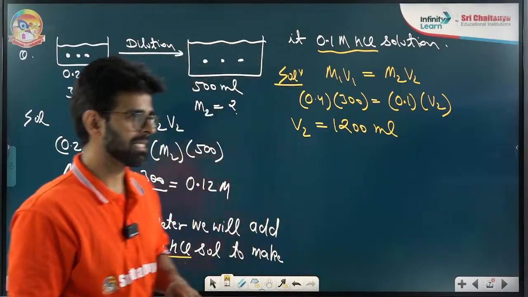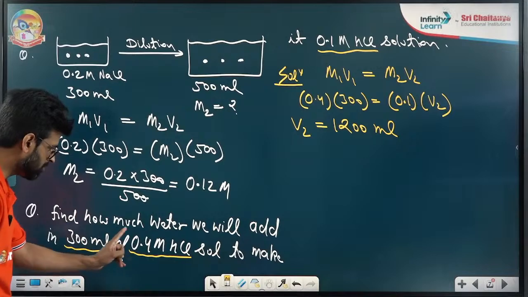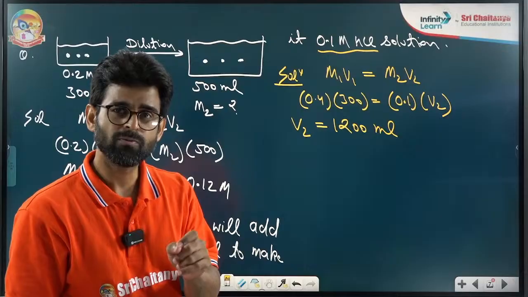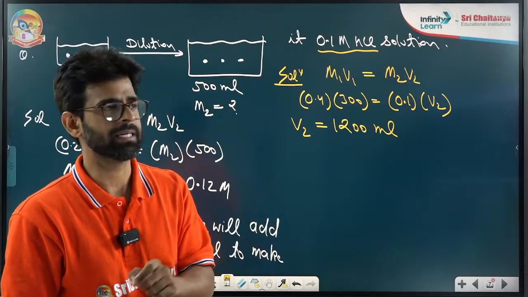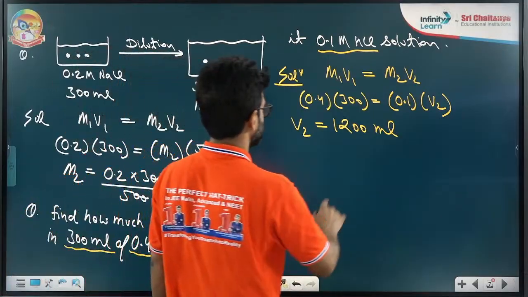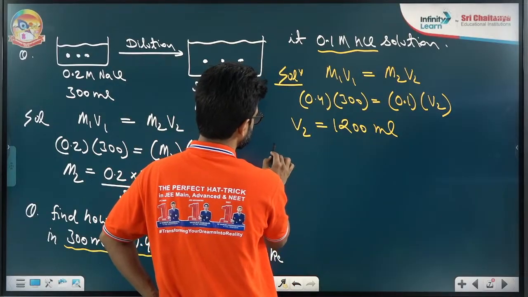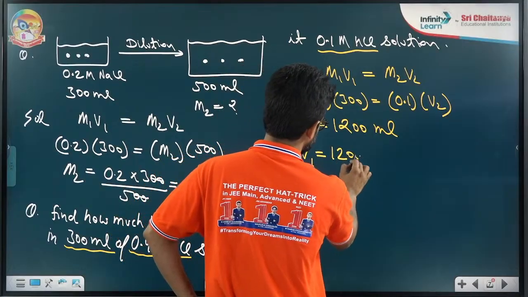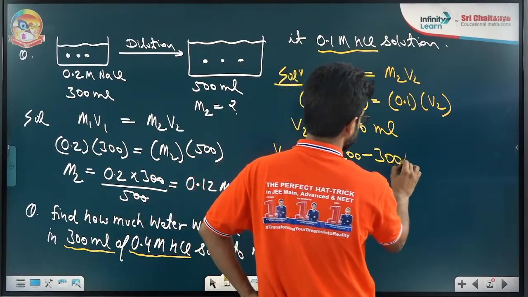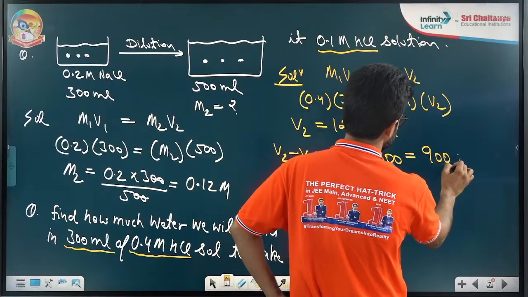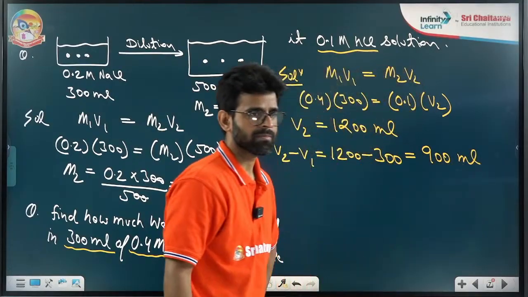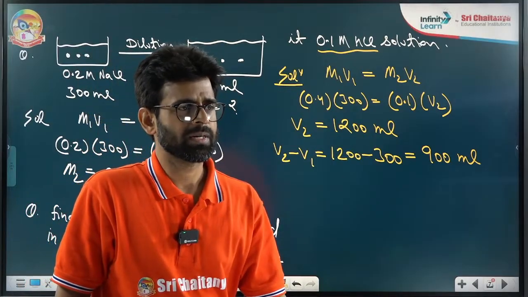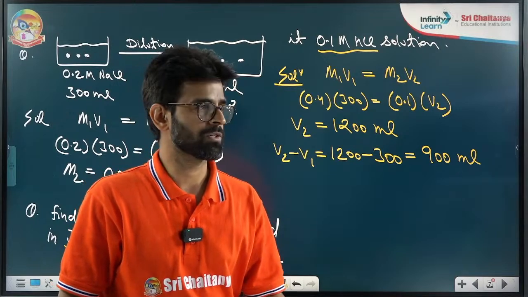But in the question, what are they asking? The question is, find how much water will be added. So how much water are we adding? Water we are adding is V2 minus V1. Final is 1200 ml, initial was 300 ml. So we added 900 ml water. So in this type of small questions, don't make a mistake. I hope we are clear what I am trying to say in this question.